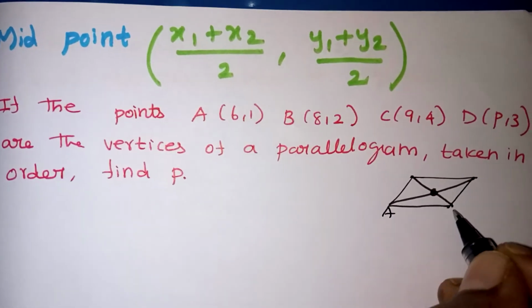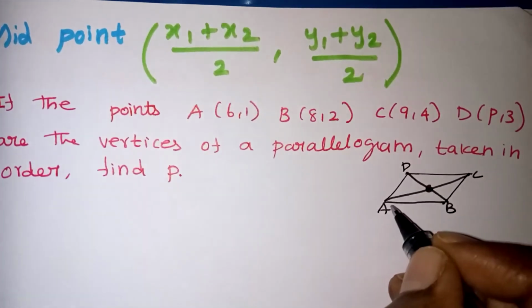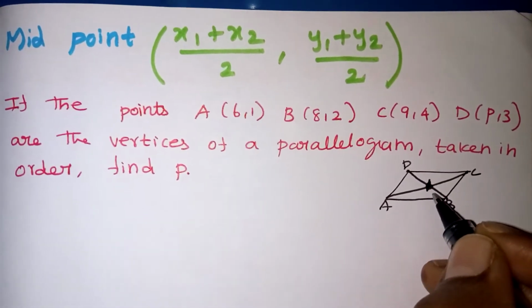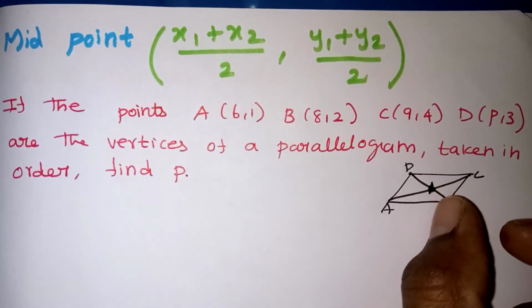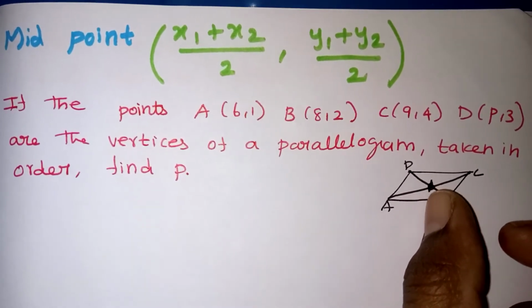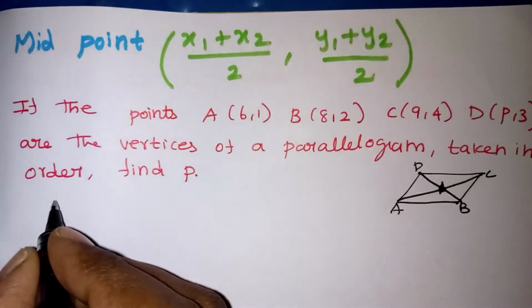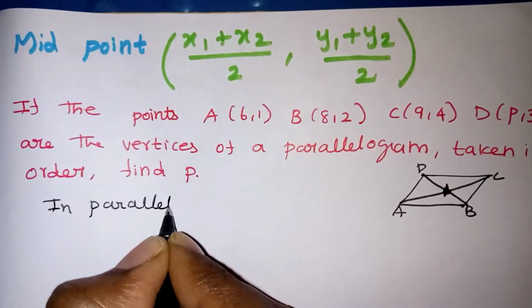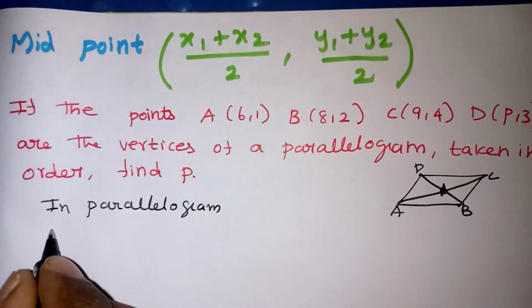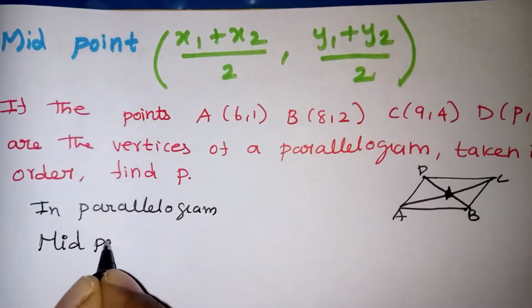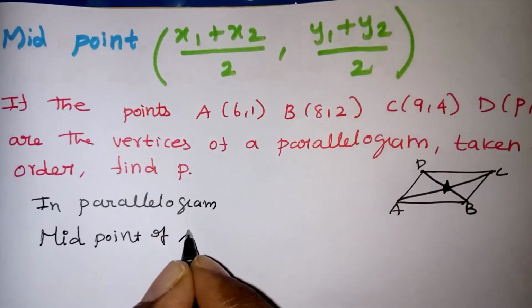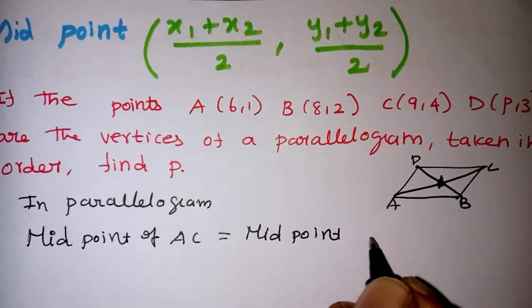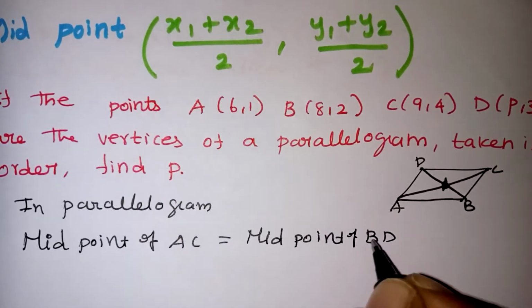That is, ABCD is a parallelogram. AC is one diagonal, BD is another diagonal. So this point is a midpoint. The midpoint of AC and midpoint of BD will meet at the same point, or coincide at the same place. So this is a basic condition for the parallelogram. So in a parallelogram we can say that midpoint of AC is equal to midpoint of the other diagonal BD.